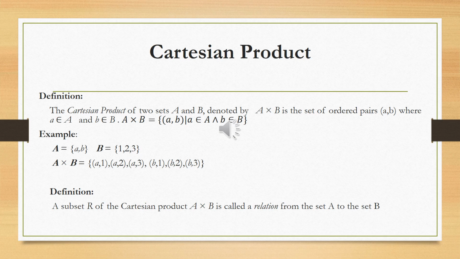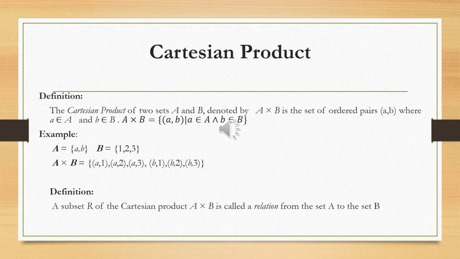Cartesian product. The Cartesian product of two sets A and B, denoted by A times B, is the set of ordered pairs (a, b), where lowercase a is an element of capital A, and lowercase b is an element of set capital B. So A cross B would be equal to the set that consists of ordered pairs (a, b), such that lowercase a belongs to capital A, and lowercase b belongs to capital B.